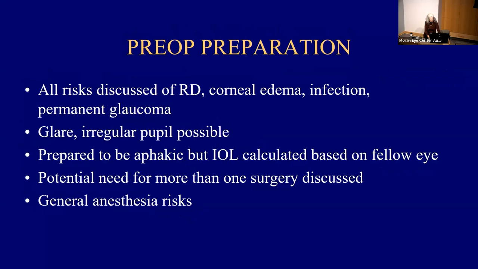Now, all the risks were discussed with the parents: the possibility of retinal detachment, corneal edema, infection, permanent glaucoma. They were very aware that they had to be followed for life for glaucoma, regardless, for traumatic glaucoma. There could be glare and irregular pupil. They were prepared to be aphakic and need another surgery based on that. But we did calculate the lens based on the fellow eye. There was a potential need for more than one surgery and, of course, the general anesthetic risks.